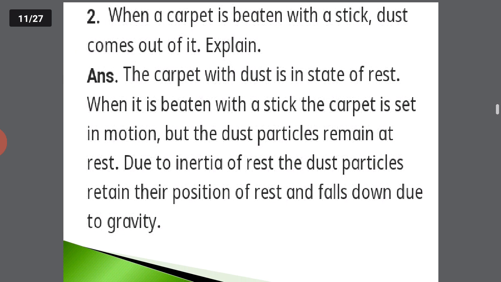When a carpet is beaten with a stick, dust comes out of it. Explain. The carpet with dust is in the state of rest when it is beaten with a stick. The carpet is set in motion, but the dust particles remain at rest. Due to the inertia of rest, the dust particles retain their position of rest and fall down due to gravity. Got it?